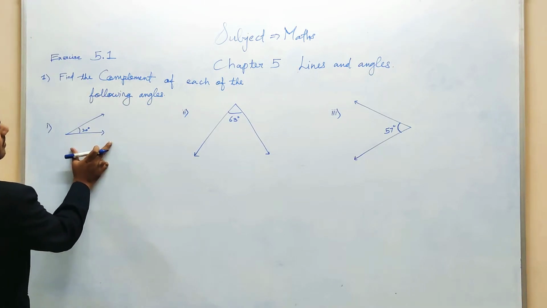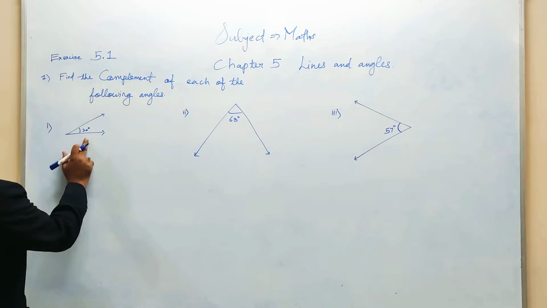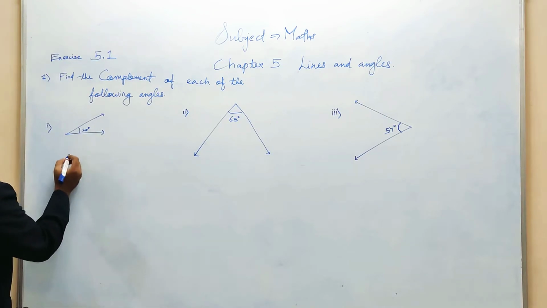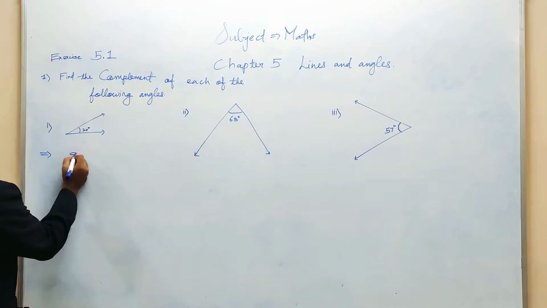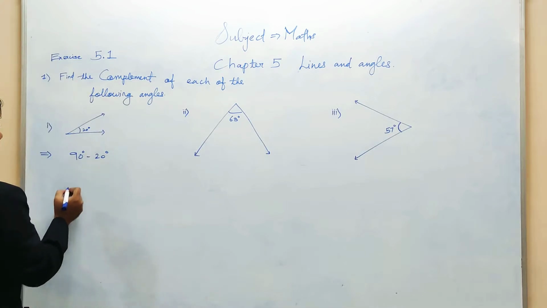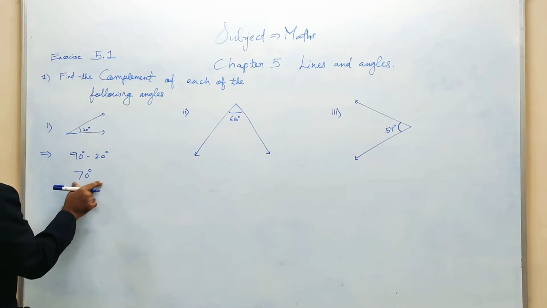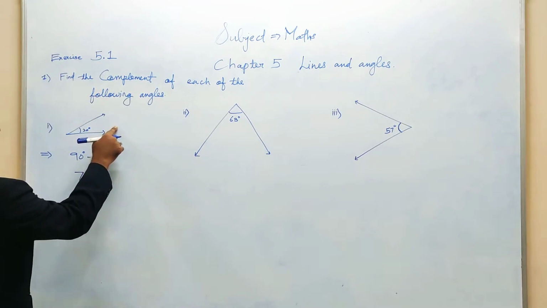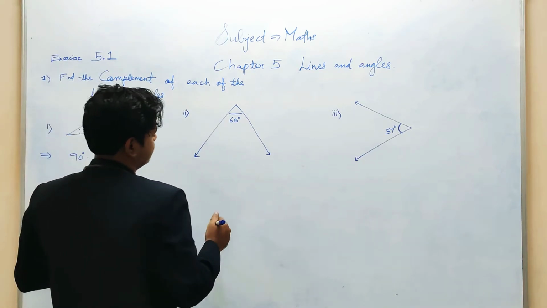To find out the complement, we need to subtract this given measure from 90 degree. Okay, so if we take this, 90 degree minus 20 degree. So 90 minus 20 is what? That is 70 degree. So 70 degree is the complement of this angle, 20 degree.